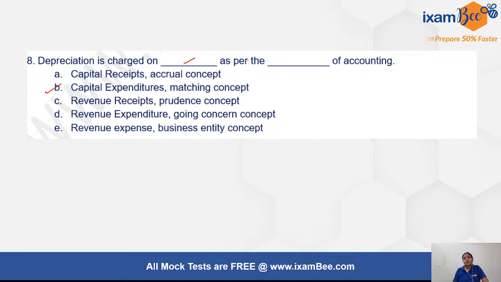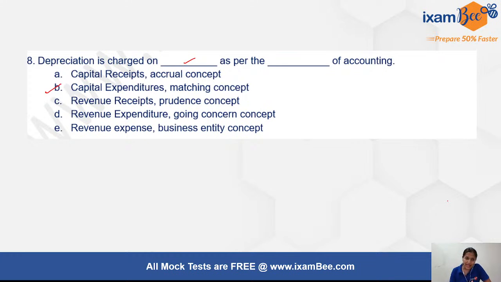But if there were two options of capital expenditure and different accounting principles or concepts were mentioned, then which principle is here? It is the matching principle. What matching principle actually means is that in a particular year, when we are making the accounts, the revenue that we are accounting for, we need to account for only the expenditures that match in earning that revenue.